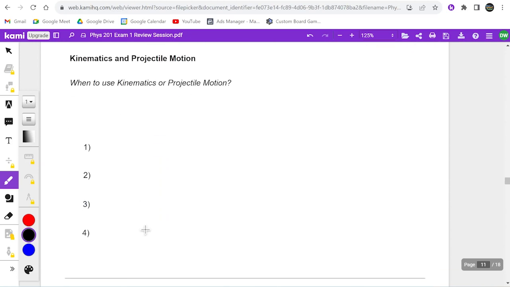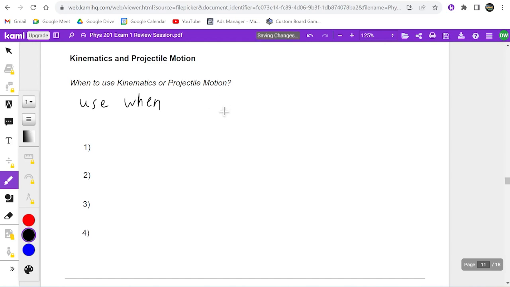Next, we're going to talk about kinematics. We're going to go through kinematics, and then we're going to take that 5-minute break I talked about earlier. So, with kinematics, the first thing I want to say is, when do we use kinematics or projectile motion? We are going to use this, and remember, kinematics isn't always projectile motion.